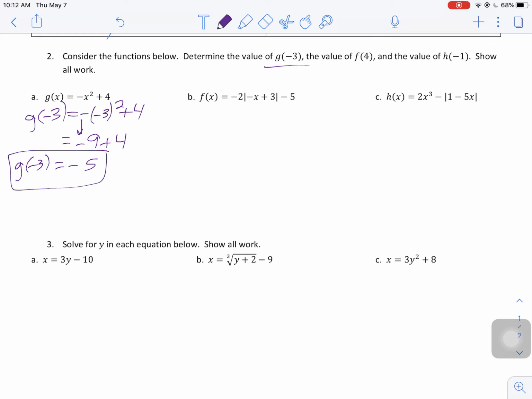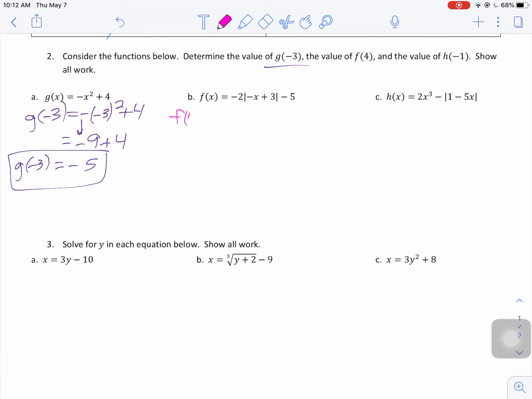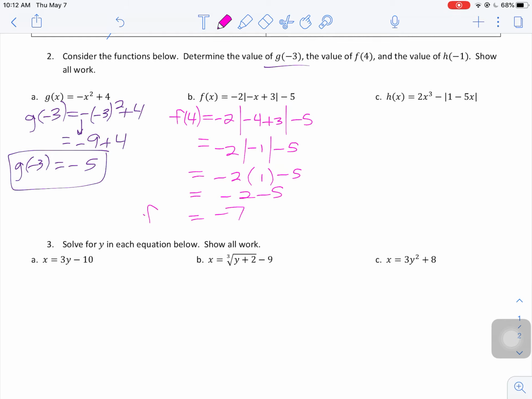Part B, we want to get f of 4. So I'm going to take 4, plug it in for x, like that, and then I'm going to simplify. So absolute value of negative 1, and the absolute value of negative 1 is positive 1. And then negative 2 times 1 is negative 2, and then we get negative 7.